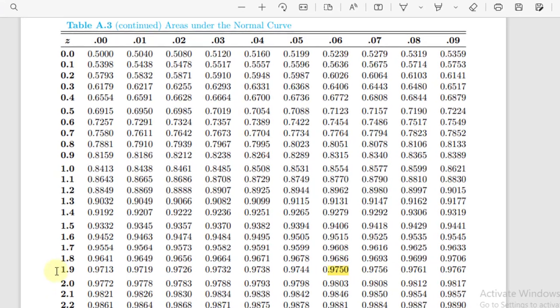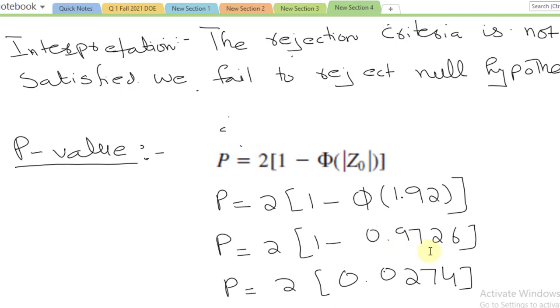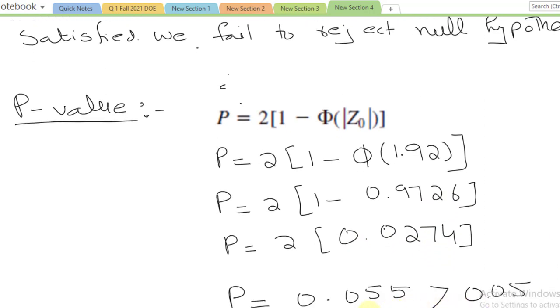We will only look this value up in the positive z tables. In the positive table, you can see there is 1.9, and in this row, if we come towards 1.92, that is 0.9726, because we can see in the top row associated with it, this value is 0.02. So it comes out to be 1.92. The probability, I will copy it from there. 1 minus 0.9726 comes out to be 0.0274, and when we multiply it by 2, we get 0.055, that is greater than 0.05. This is our alpha value or cutoff value, the significance value, you can say.